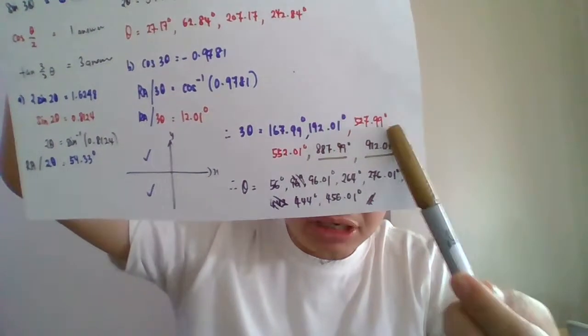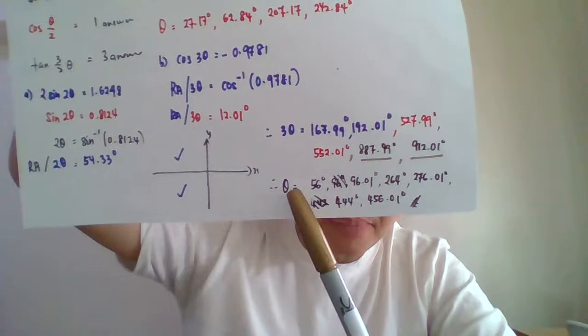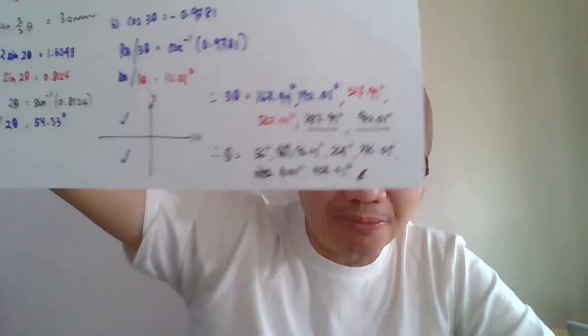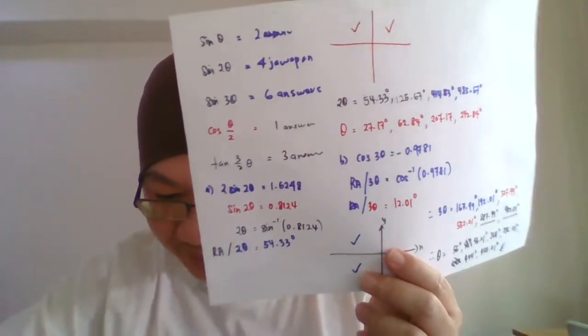Alright, now after we find the 3 theta equal to this, what we need to do is we divide everything here with 3. So kita akan dapat inilah jawapan final. Barulah anda dapat full marks, 4 ataupun 3 markah kalau markah dia 3. Okay, settle soalan nombor B.